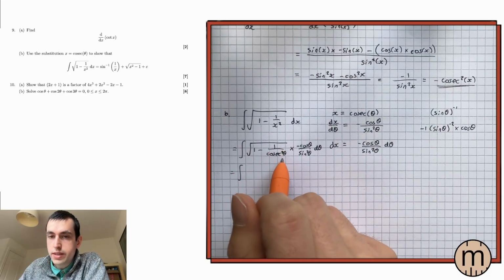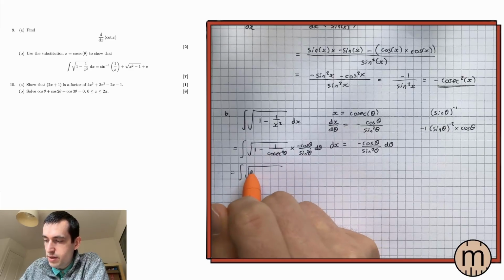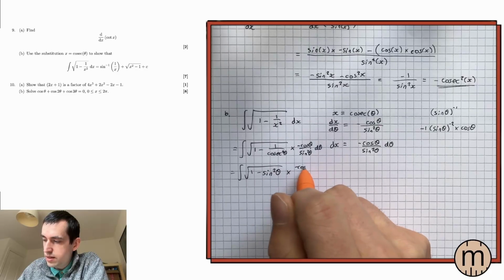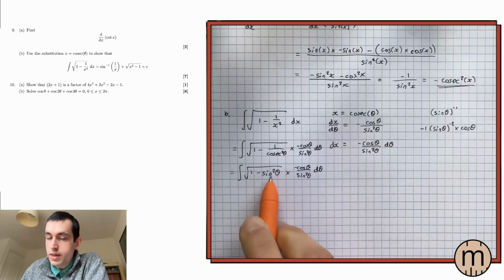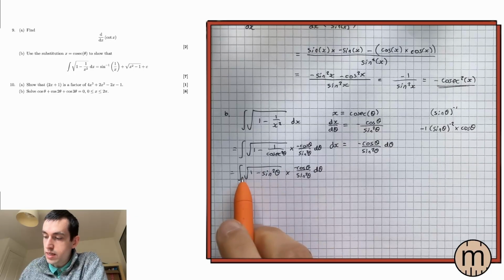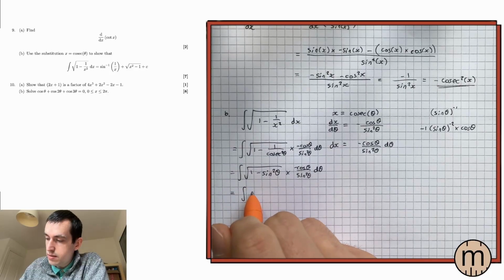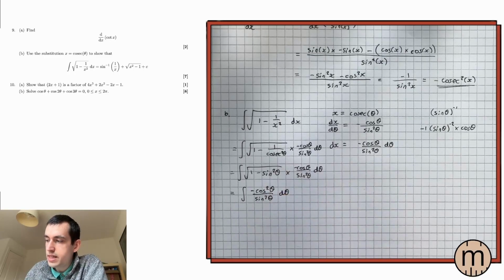So 1 over cosec squared is 1 over 1 over sine, so that's going to be back to sine in the numerator like this. The rest I'm just going to rewrite. 1 minus sine squared is, of course, cos squared from our AS formulas, and the square root of that is going to be simply cos. So we're going to get minus cos squared theta over sine squared theta d theta.